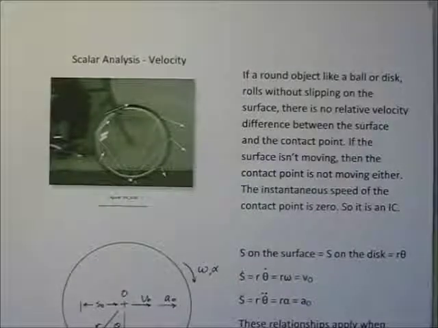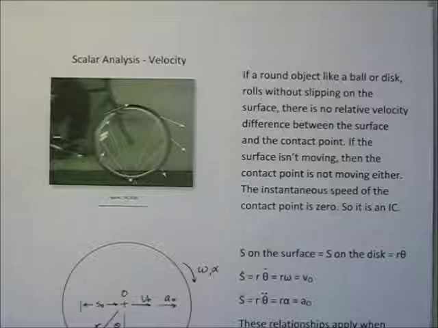Well, we have talked about velocity analysis using the absolute approach, the instantaneous center of zero velocity approach, and using the relative equation, the cross product equation. There's one more analysis that I find especially useful when we're talking about round things, rolling things, and this is the scalar analysis.